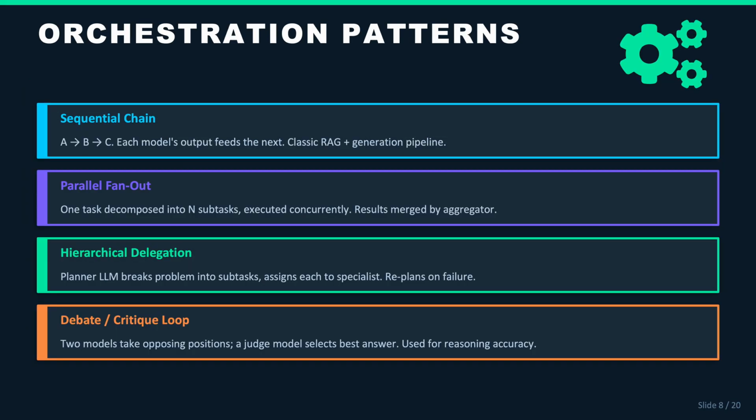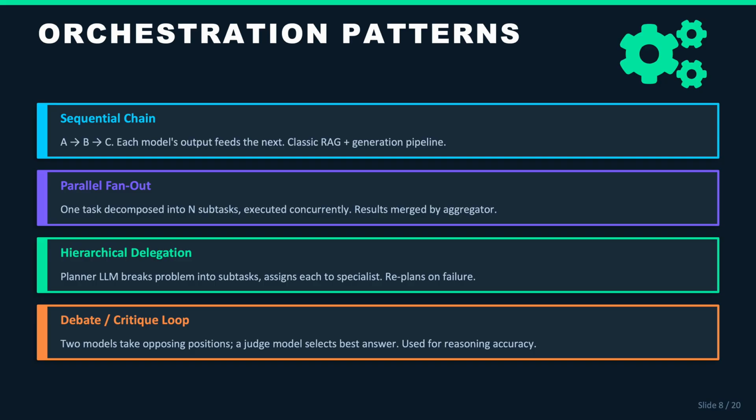Orchestration patterns. How you orchestrate the flow of tasks through your mesh is as important as the models themselves. There are 4 core orchestration patterns you need to know. The sequential chain is your classic pipeline. Model A feeds Model B feeds Model C. This is the pattern behind most RAG plus generation workflows and is the simplest to reason about.